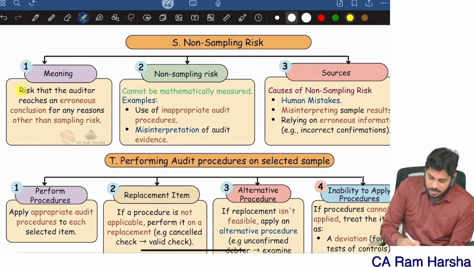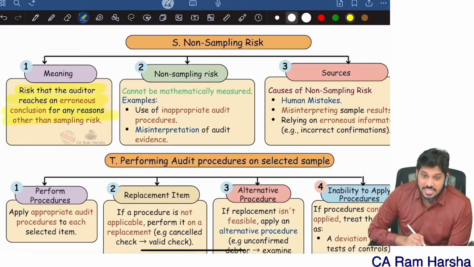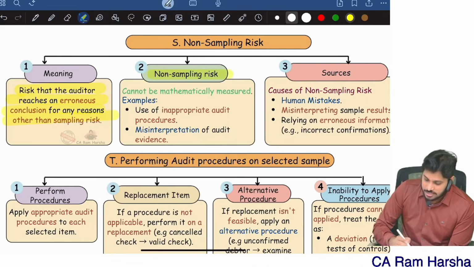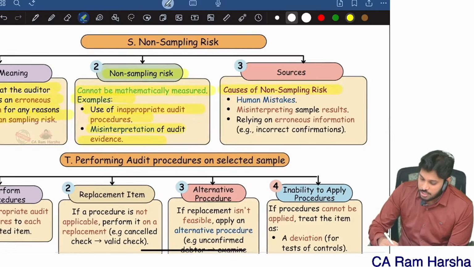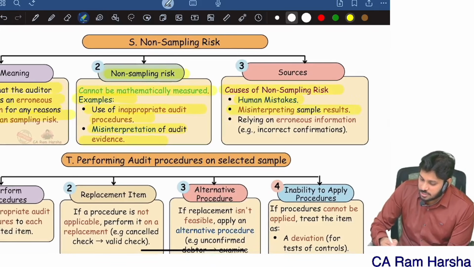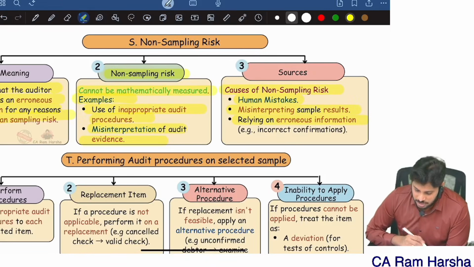Non-sampling risk. Risk that the auditor reaches erroneous conclusions for any reason other than sampling risk. Non-sampling risk cannot be measured mathematically. Examples: use of inappropriate audit procedures, misinterpretation of audit evidence. Causes of non-sampling risk: human mistakes, misinterpreting results, relying on erroneous information.